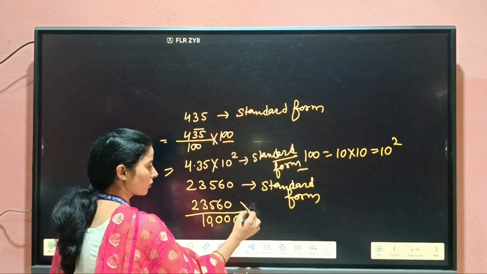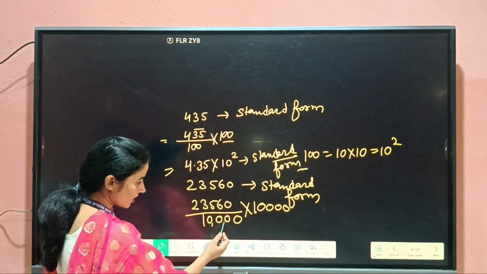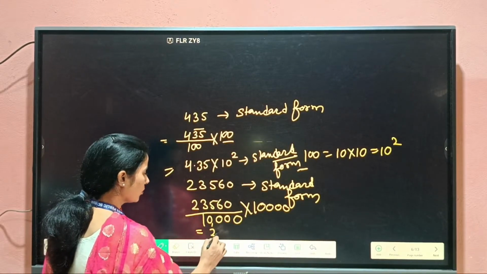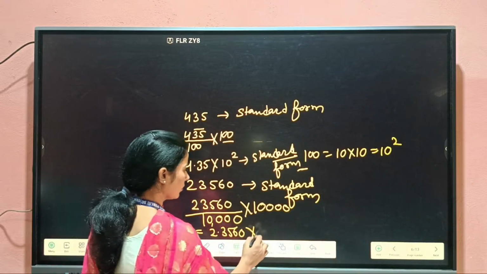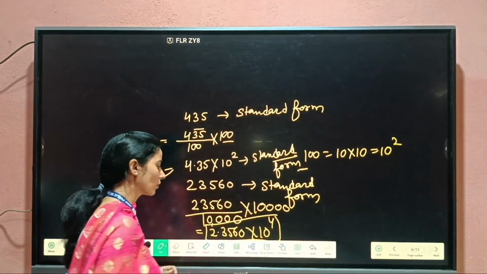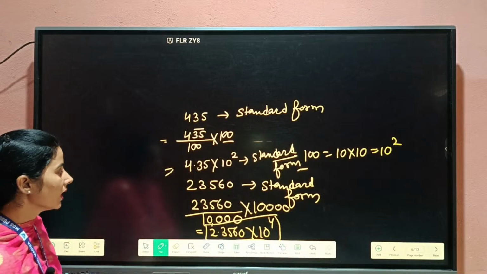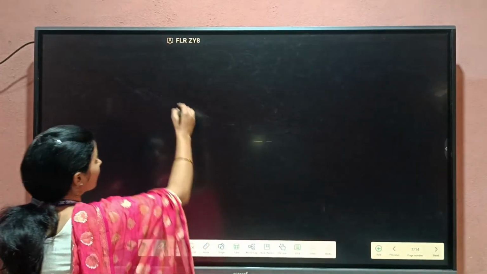And then you have to multiply also with 10,000. For this 10,000 you have to insert a decimal. It will be 2.3560 into 10 raised to power 4. This is standard form. Now, more on standard form.